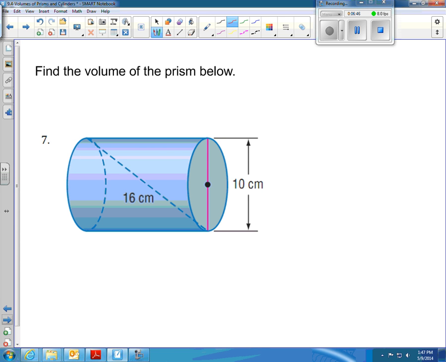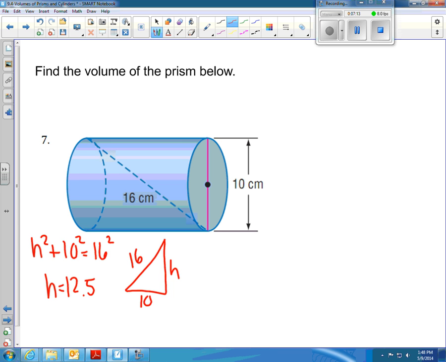Okay, so if you're looking here at our next one, we aren't given the height of our prism. We are only given the diagonal in our prism. So if I draw this out for you, 16, 10, and we need the height. So again, we're going to do Pythagorean theorem. H squared plus 10 squared equals 16 squared. Let's go ahead and round this one to 1 decimal place. Okay, so I've given you the height. We have a diameter of 10. So if this is a diameter, think about what your radius is going to be. And I want you to go ahead and calculate out for me your volume for the cylinder.